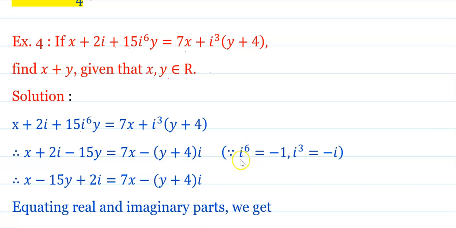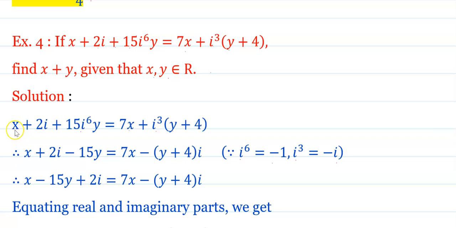Now what about the value of i raised to 6? i raised to 6 means what? i raised to 4 into i square. i raised to 4 is 1, into i square. Okay, it is i square, and i square is minus 1. i cube is minus i. Just I had evaluated it.